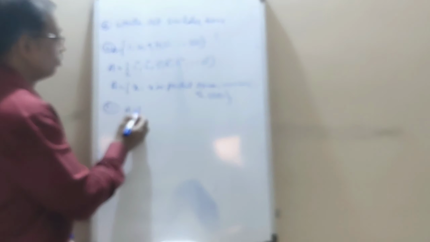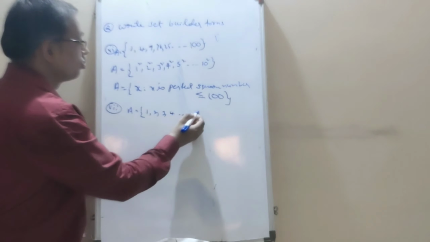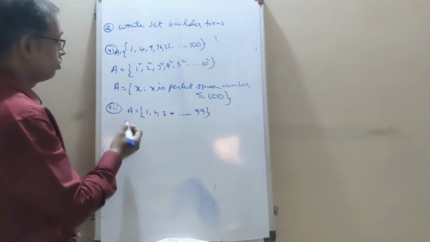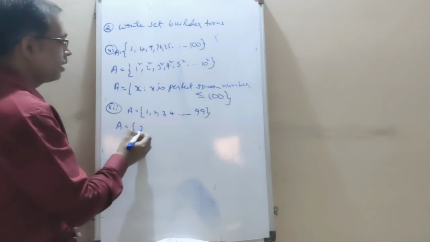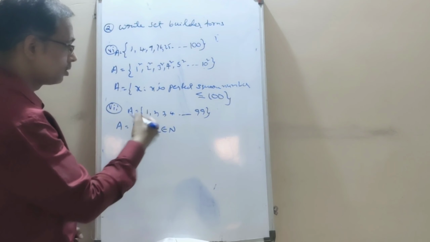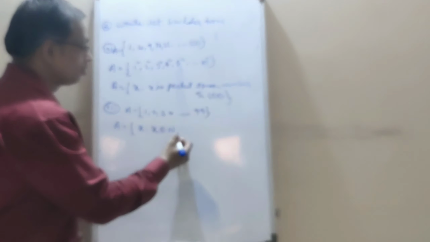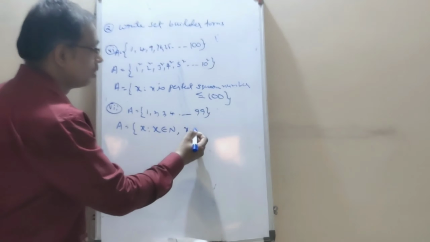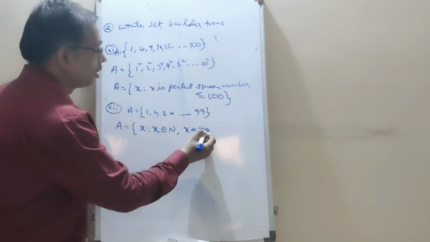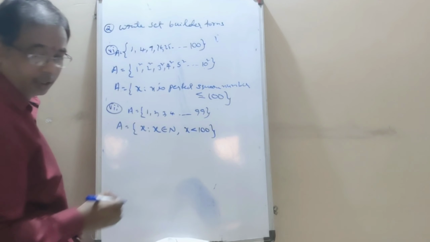A is equal to 1, 2, 3, 4 up to so on 99. So here simply you can write x such that x belongs to N. Actually 1, 2, 3, 4, I'm starting with 1, these are already natural numbers. You know that. x belongs to N, and these are strictly less than 100. x less than 100 or less than or equal to 99, you can write it.